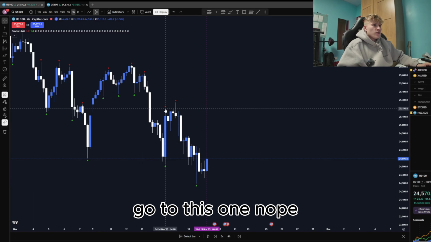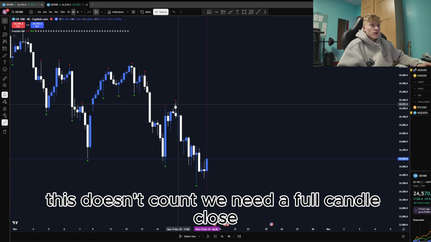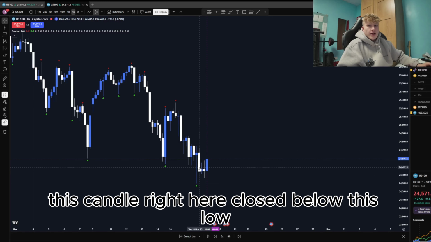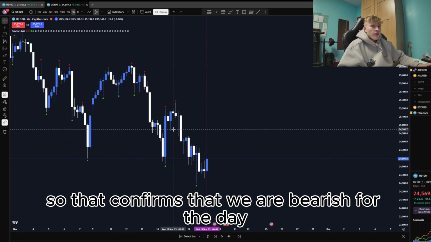Was there one here? No. Go to this one? No. If it wicks through it like this, that doesn't count. We need a full candle close. Then we go to this one, draw a little line across. Yes, this candle right here closed below this low. So that confirms that we are bearish for the day on the mech bias.